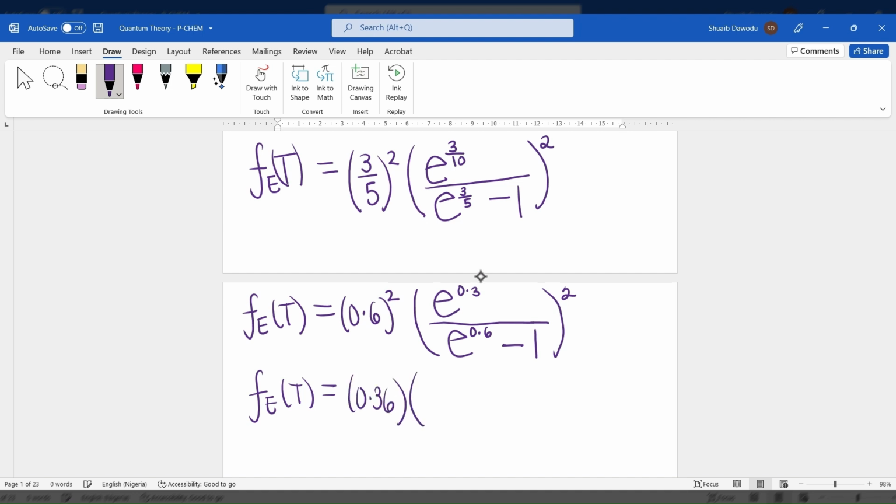0.36, and then e raised to the power of 0.3. Don't forget e is actually a constant that has the value 2.7 something. Anyways, e raised to the power of 0.3, when you put that in your calculator, you're going to end up with 1.34986, divided by e to the 0.6. We know that to be, when you input it in a calculator, 1.82211. And then, of course, you've got this minus 1, so that would be minus 1, all squared.